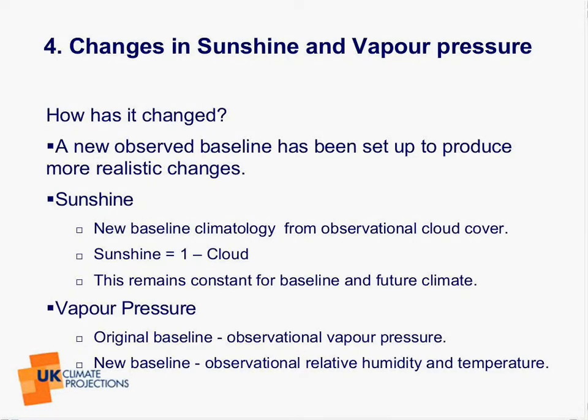So for sunshine, the calculation of 1 minus cloud has been used, which remains constant for the baseline of future climate. For vapor pressure, observational relative humidity and temperature have been used. These amendments now show more realistic changes.